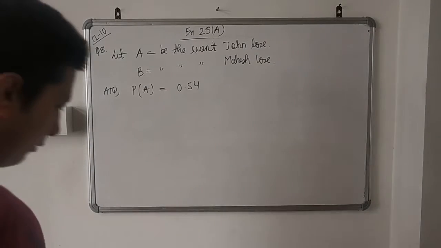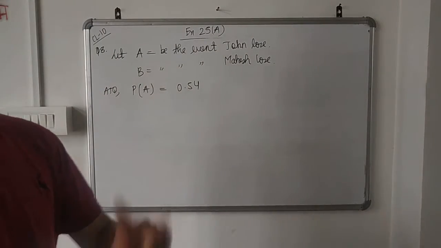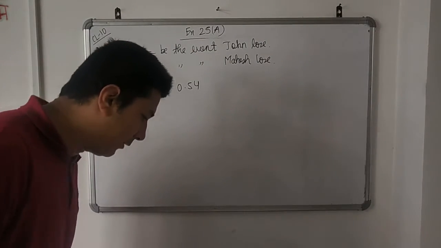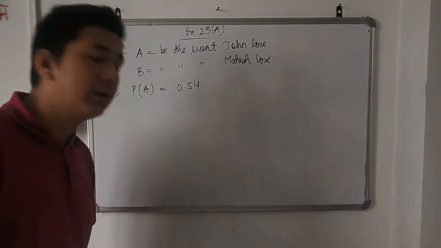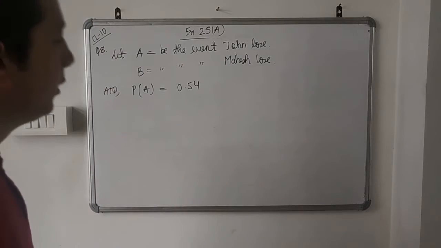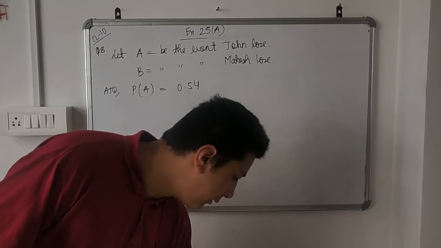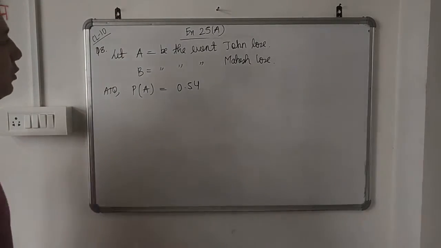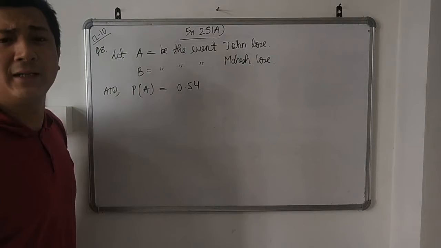Question number 8, we read the question. In a race between Mahesh and John, again there are two people, two guys, Mahesh and John, they're in the race, competing with each other. Obviously one of them loses, the other one wins. Given that the probability John will lose the race is 0.54. John will lose the race. So in that way we have to make the events also.